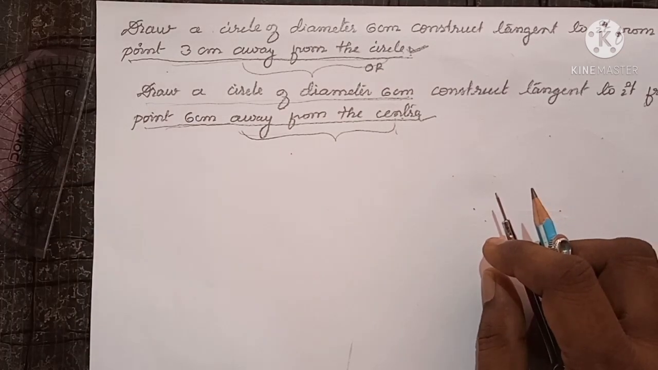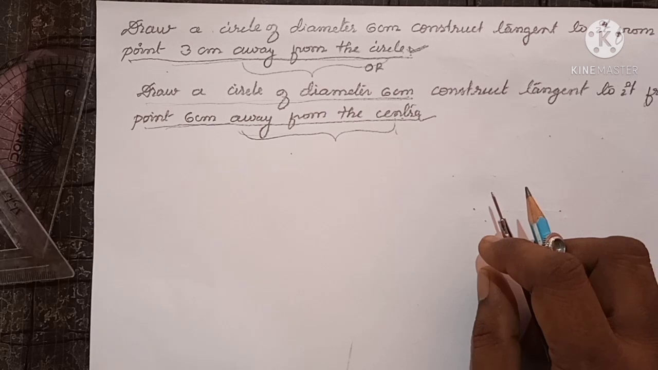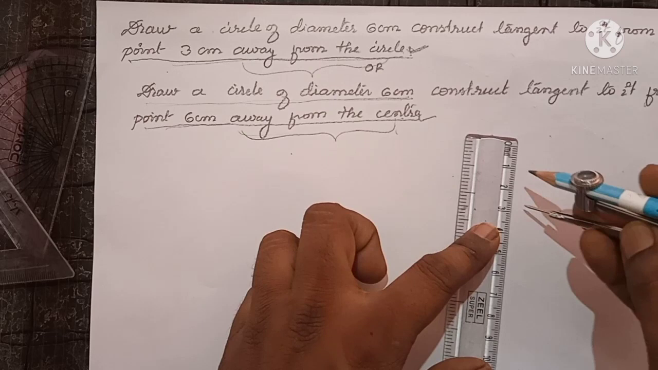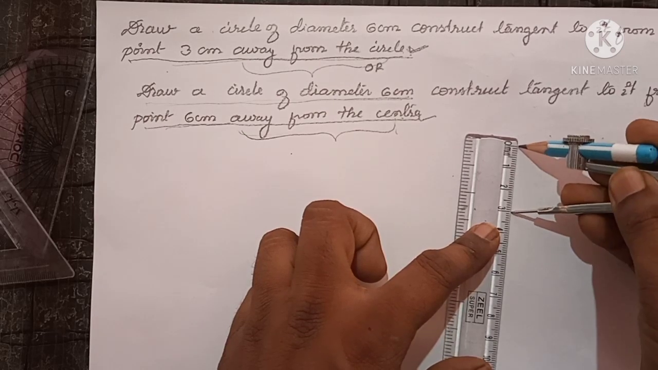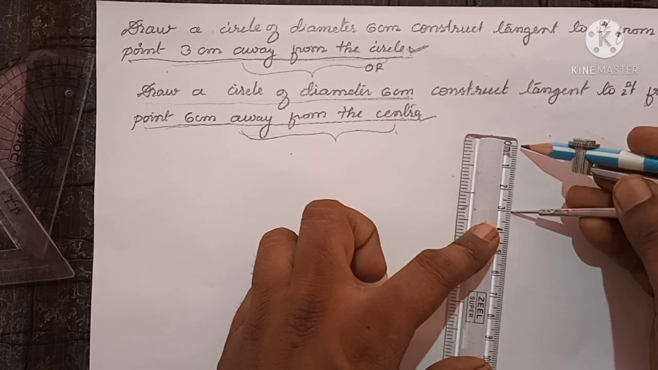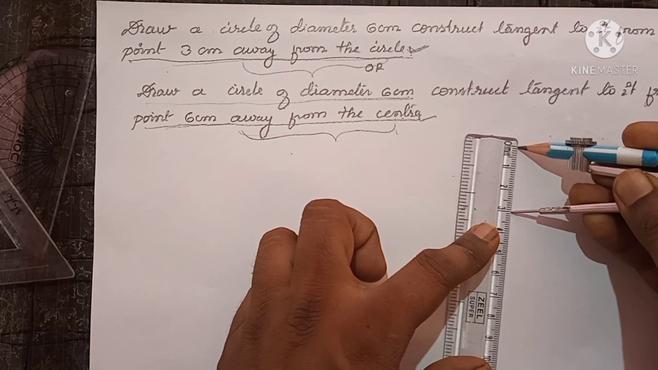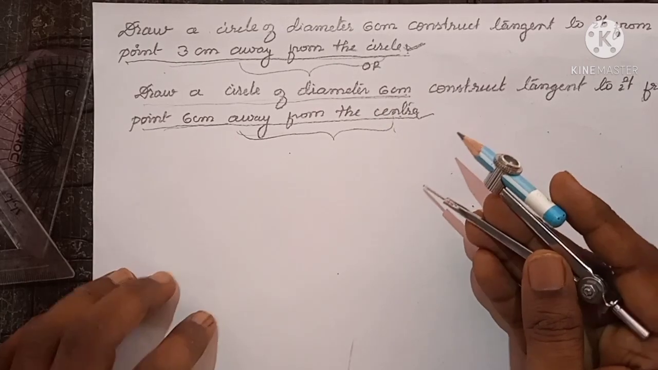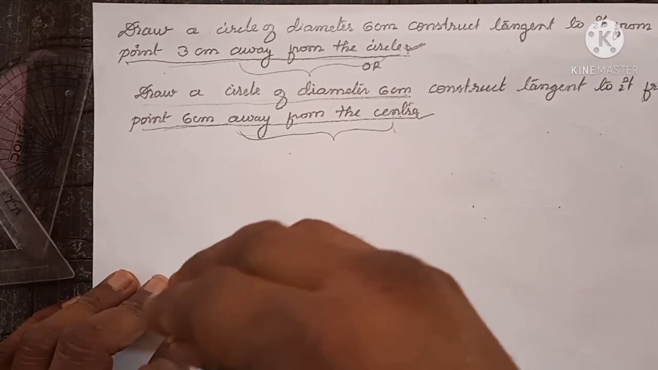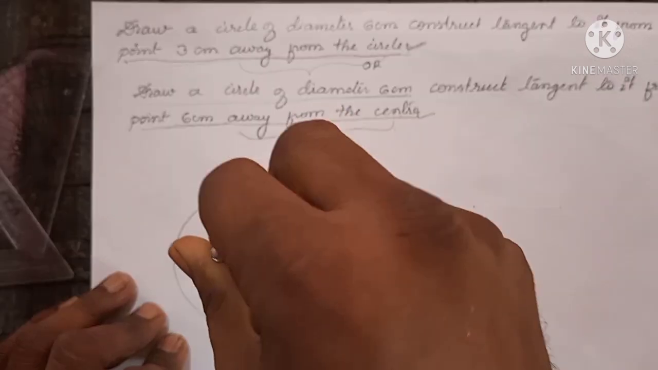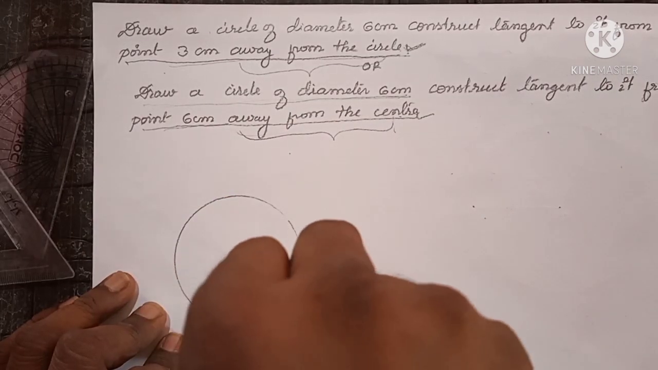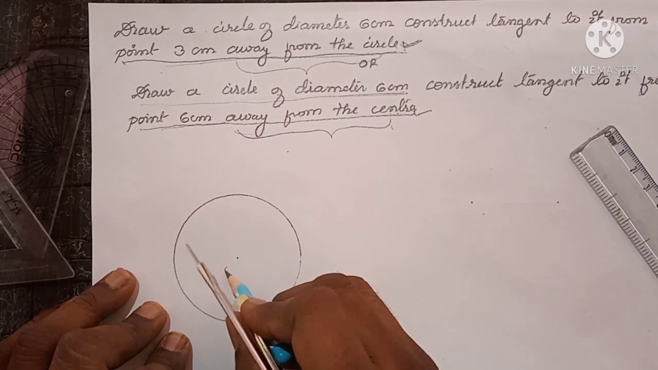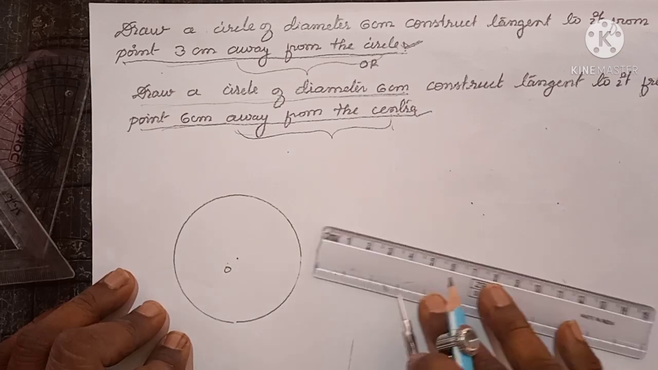So we draw the what? Circle. So the circle of radius, how much is given? Circle of diameter is 6 cm. Therefore the radius is how much? 3 cm. So we take the measurement from the scale. That is the circle of radius 3 cm. O is the center of the circle.